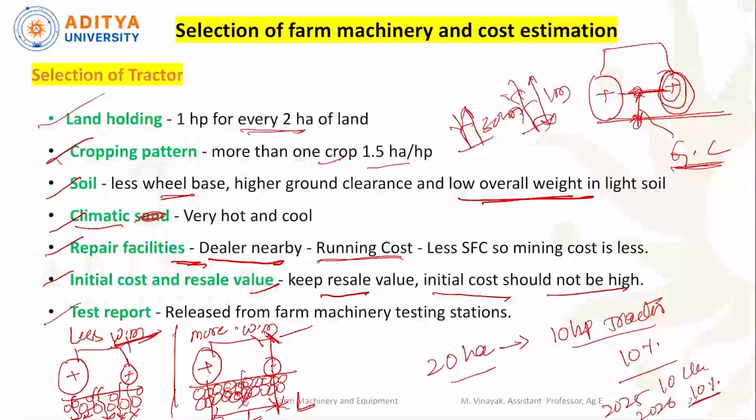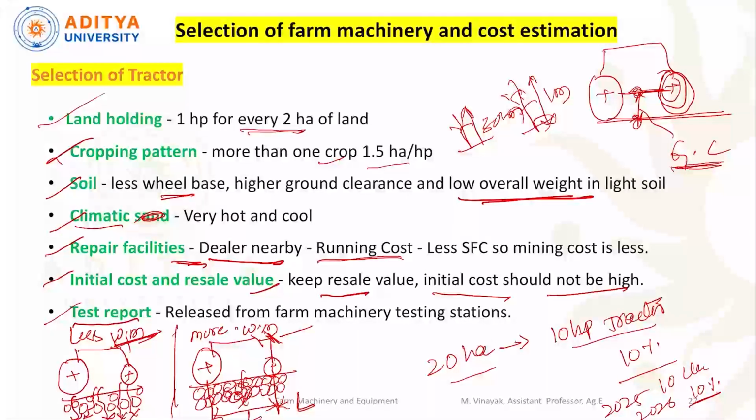In most of the Indian condition, most farmers in India are small and marginal farmers. They cannot purchase high cost machinery. So for that purpose, we should go for a low initial cost. The initial cost should be low. We cannot go for the higher cost.